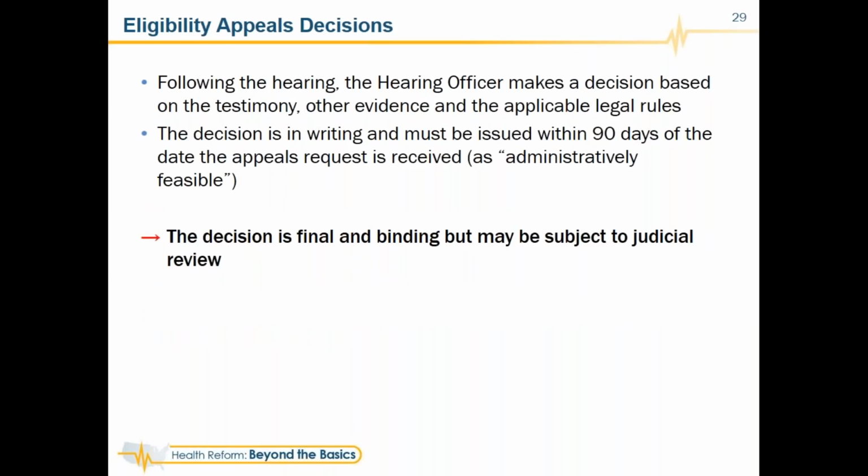After an appeal hearing happens, the hearing officer will make a decision based on the testimony and the evidence and will issue a decision in writing. It should happen within 90 days. Unfortunately, many appeals are actually taking longer than that, and the regulations say within 90 days or as soon as administratively feasible. Again, we've tried to assist consumers who sometimes get stuck in this if they're having problems, but this is something that an assister could help a consumer by following up with the appeals entity and trying to get updates and find out what's happening with the case.